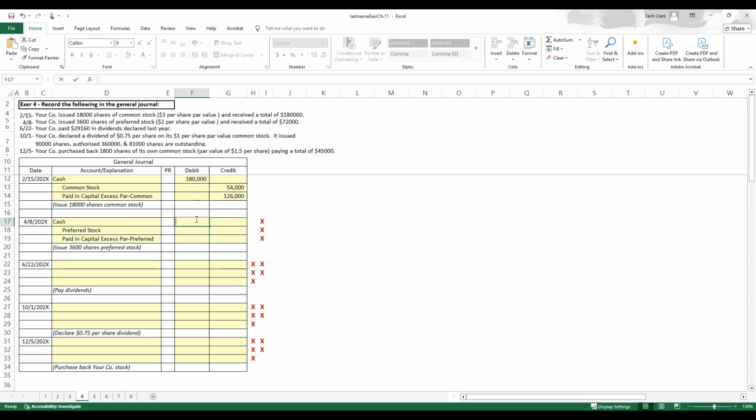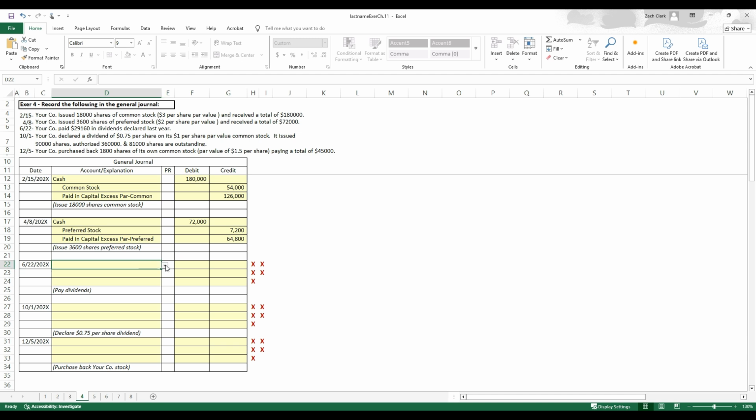Okay, so now I'm just doing the journal entries here. It tells us how much we received. Again, the par value times the shares gives us the amount to be recorded into the specific preferred stock and common stock account, and then everything over that goes into the paid in capital excess accounts.